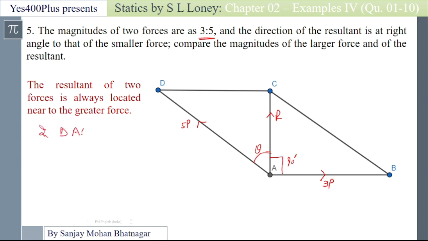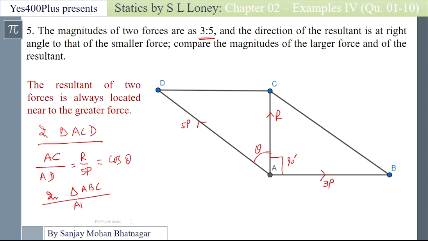So we have in triangle ACD, obviously AC upon AD. So this is equal to R upon 5P. हमको दोनों का रेशियो वर्कआउट करना है, R और 5P का, है ना. So this is equal to cos theta. And in triangle ABC, AB upon BC is equal to 3P upon, and obviously BC is 5P.